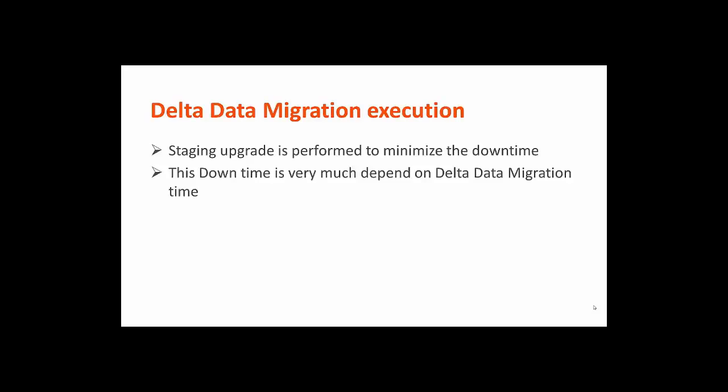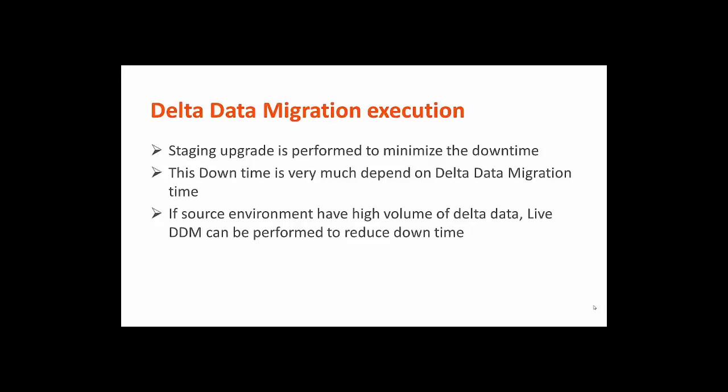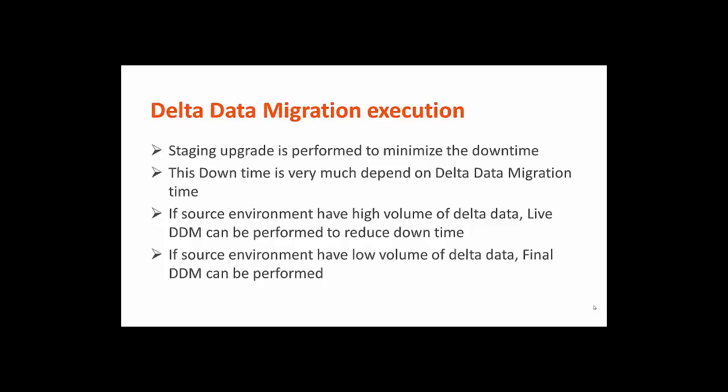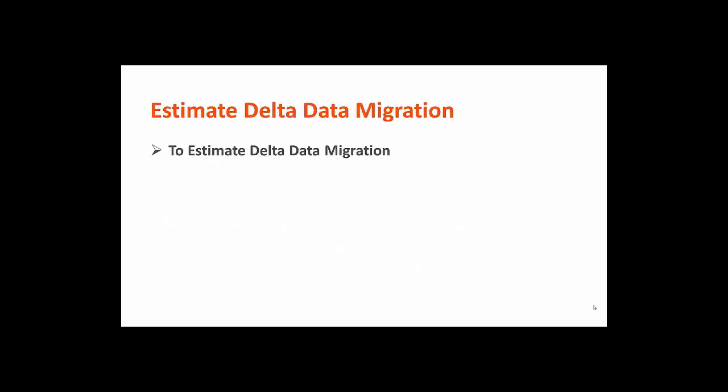This downtime is very much dependent on Delta data migration timing. Depending on the Delta data count, Delta data migration may take hours or days. So when you are planning the staging upgrade approach, you need to ensure your Delta data migration estimates are correct, else your planning may go on toss, and your planned downtime will not be enough to prepare the environment to go live. From this slide, it is understood that we should estimate Delta data migration timing accurately. It's important for final downtime planning. So the next slides will help you understand each and every step to estimate the Delta data migration.